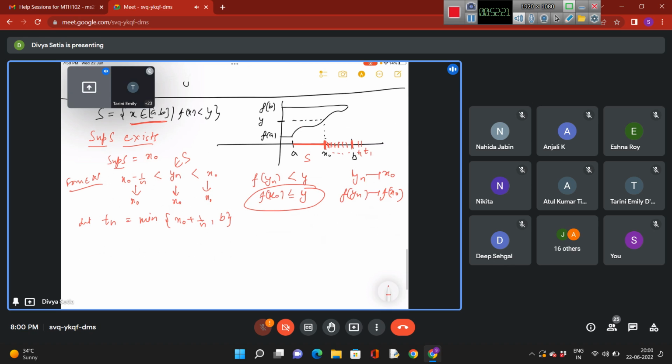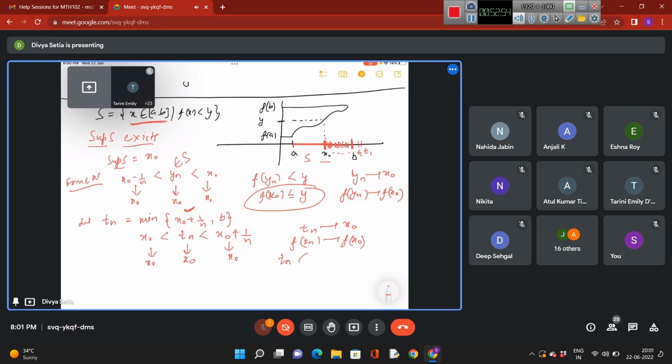So now all the points of this sequence lie between x naught and x naught plus 1 by n, because Tn is the minimum. So this converges to x naught, this converges to x naught, so this should also converge to x naught. So Tn converges to x naught, and by continuity, f of Tn should converge to f of x naught.